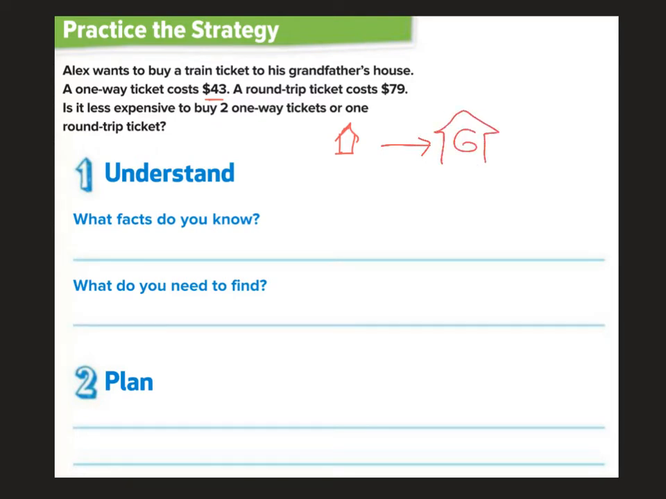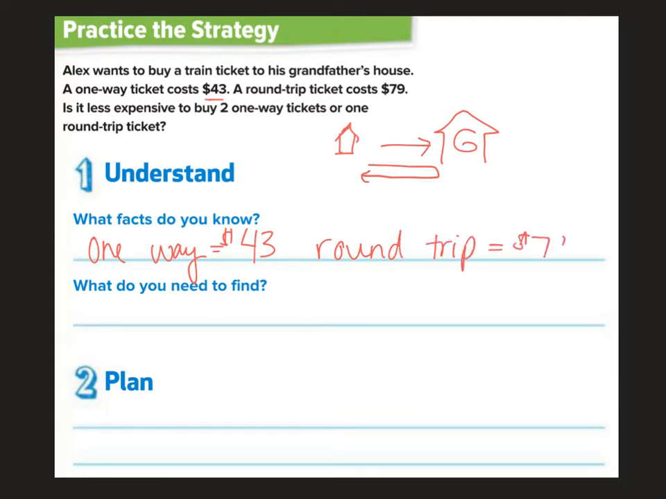Okay, so what facts do I know? A one-way ticket is $43. So what that means, a one-way would just be going there. A round trip would be going there and coming back. So it doesn't have to all be at once, right? I could go there, spend a couple of days, and then I don't have to pay again to come back. So then we would write down a round trip is $79.